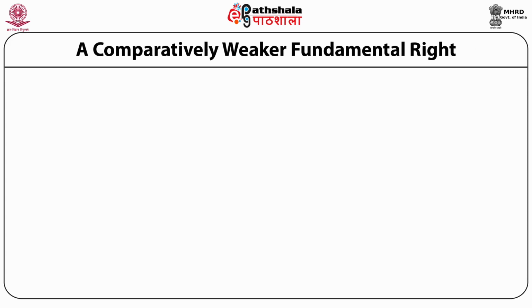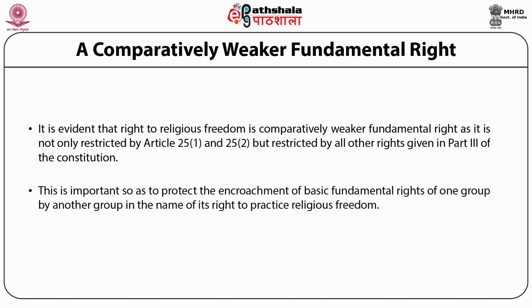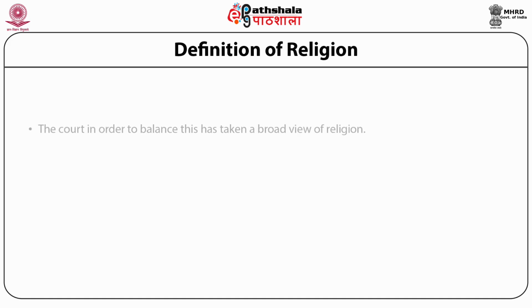Now let's break down Article 25. Article 25 can be said to be a comparatively weaker fundamental right. The reason for this is Article 25 is restricted by the other rights in Part 3 of the Constitution, that is the chapter on fundamental rights. See, the reason for this is it is important to protect the encroachment of basic fundamental rights of one group by another group in the name of its right to practice religious freedom.